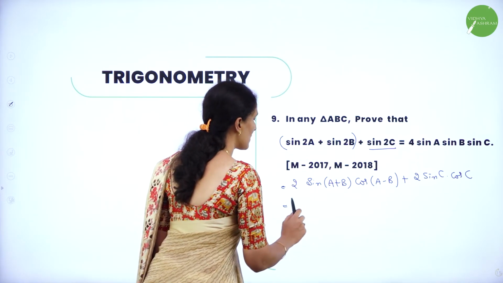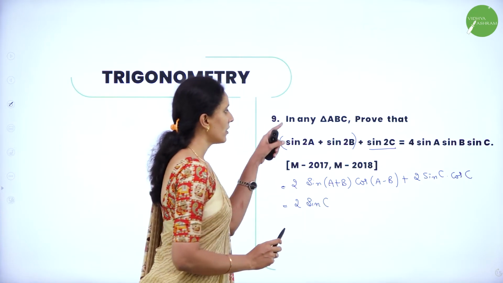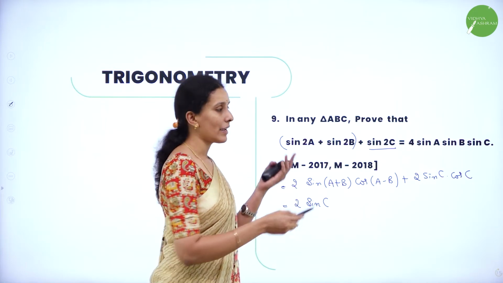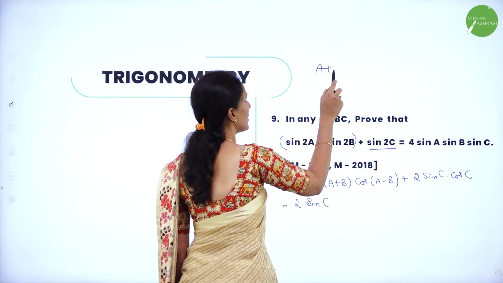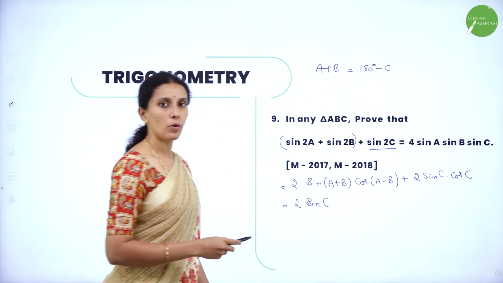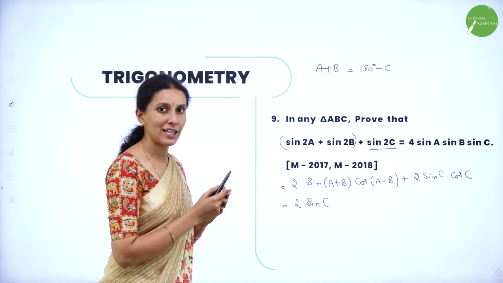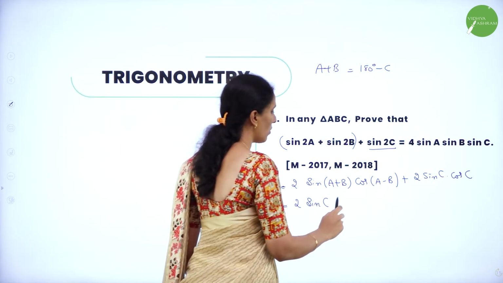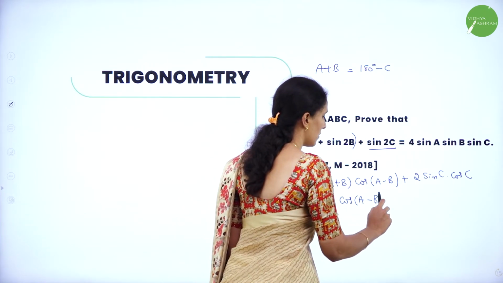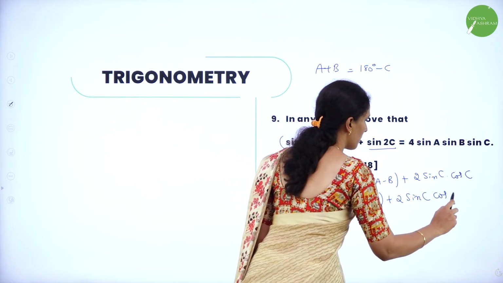Now sine of A plus B can be written as sine C. Since this is a triangle, A plus B plus C is equal to 180 degrees, I can take A plus B is equal to 180 minus C. If you apply sine on both sides, then sine of A plus B can be written as sine C, because sine of 180 minus theta is sine theta only. So here I have cos of A minus B plus 2 sine C cos C.